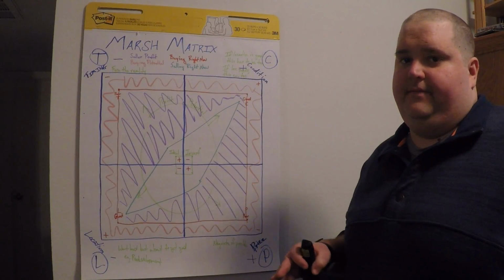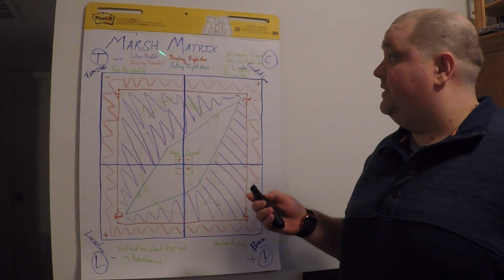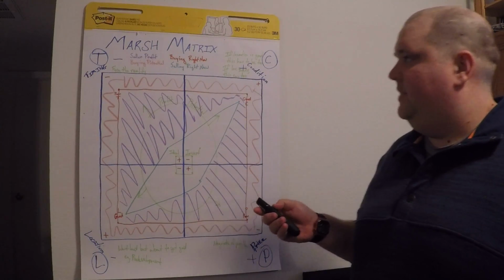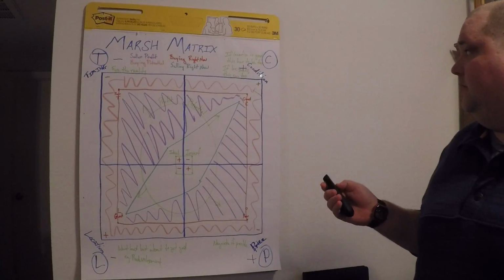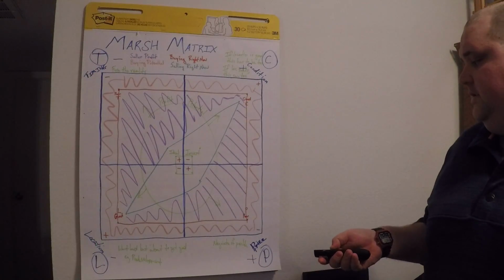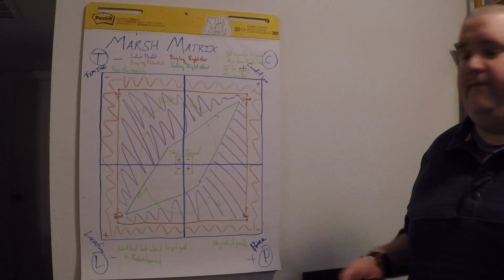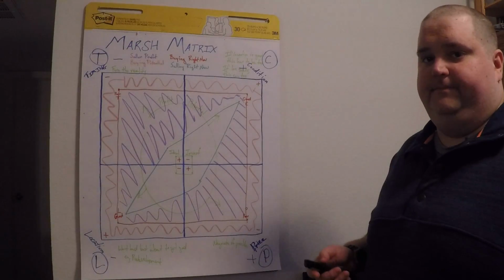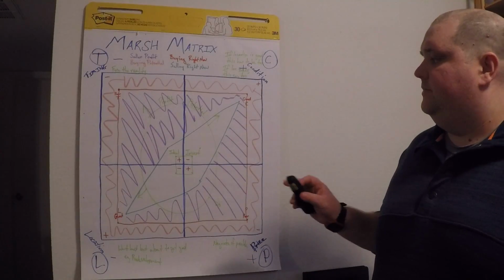So I'm going to give a breakdown of the Marsh Matrix. This is the Marsh Matrix, because I wrote Marsh Matrix at the top. The Marsh Matrix is composed of timing, condition, location, and price. I've said it a lot. These are the four factors that you look at when buying a home, selling a home, and especially when you're investing. So I've got some color coding.